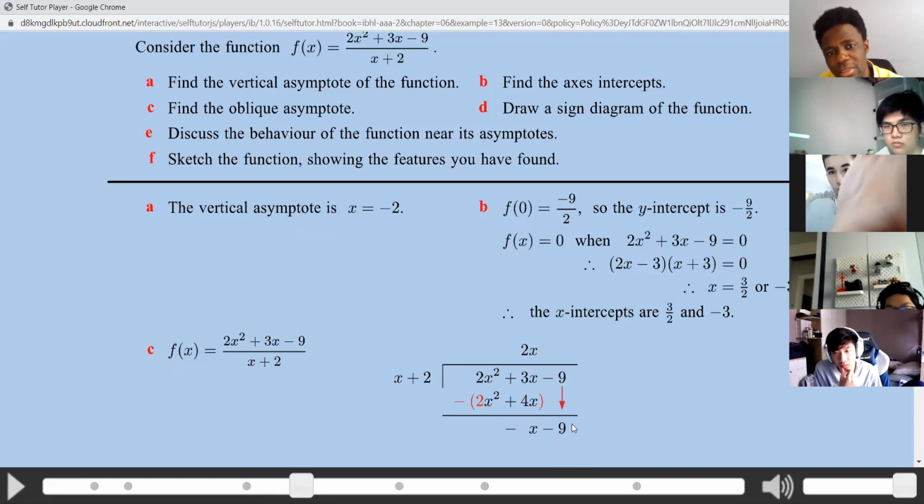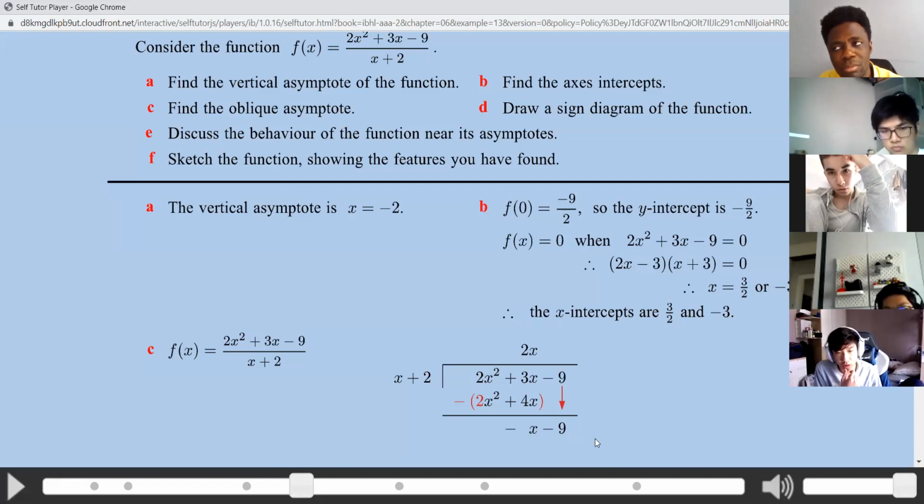Alex, you are restless. So that minus 7 will now be the final remainder, because you cannot go further. Who can tell me why? When you subtract, you get minus 7, you cannot go further. Because there's no x in that. That's remainder, not the appropriate term.